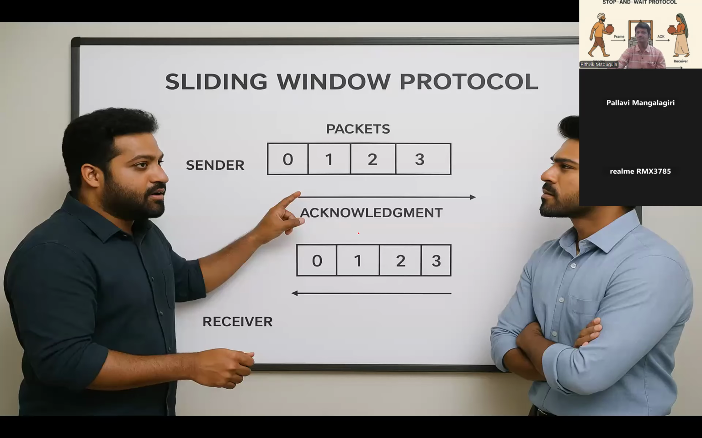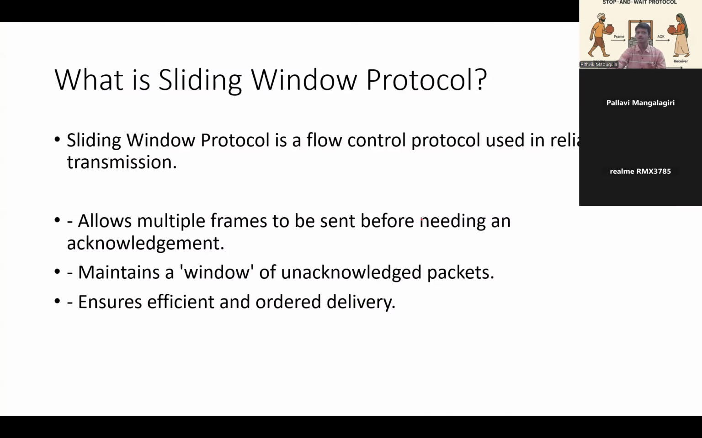Let us see another sort of analogy, the RRR analogy. So with the sliding window protocol, with the RRR analogy, let us have a look. So what is the sliding window protocol? As I said, we are going to send a huge amount of packets in the transmission, based on the number of packets that we are transmitting in a window. In a window, we are going to send a huge amount of frames.